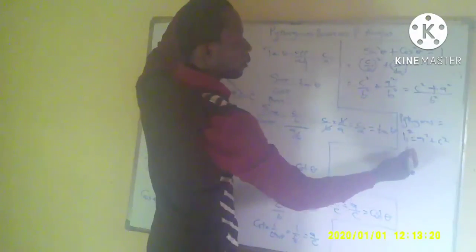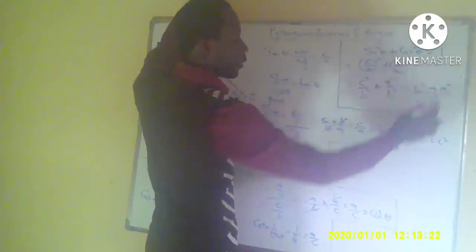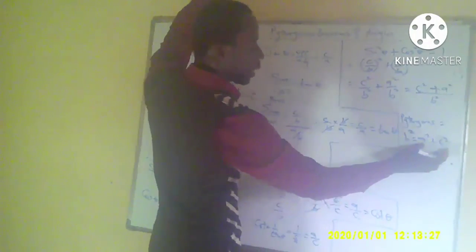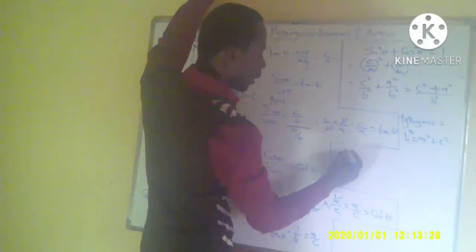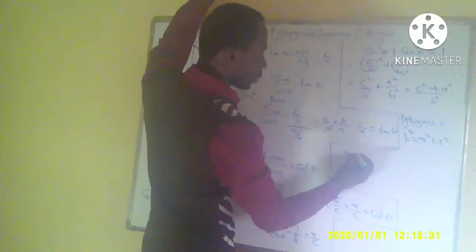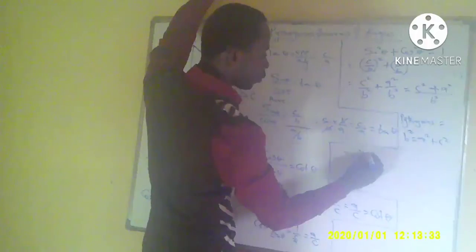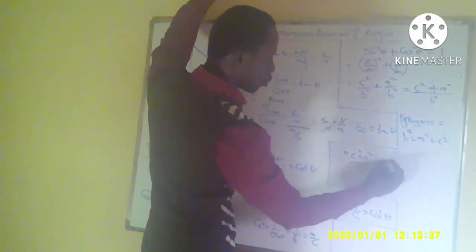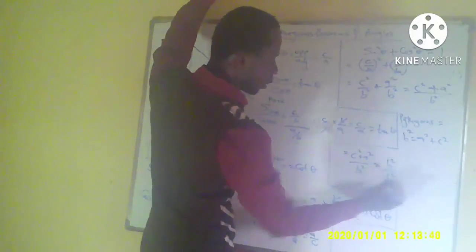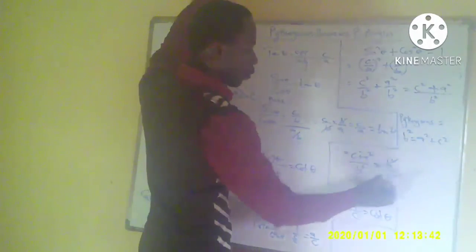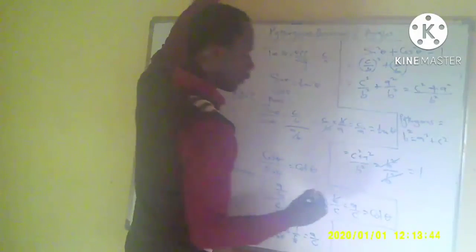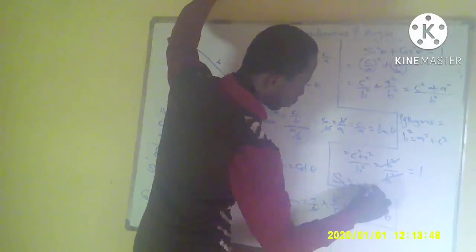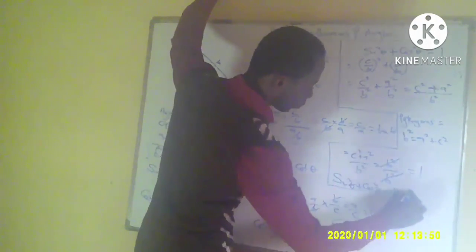So what do we do? Whenever we see C squared plus A squared, let us put B squared. So let us substitute A squared plus C squared for B squared. Therefore, we are going to have C squared plus A squared all over B squared. So now let's replace this with B squared. It's equal to B squared over B squared. So B squared divided by B squared, we have 1. So therefore we can say sin squared theta plus cos squared theta is equal to 1. Proved.